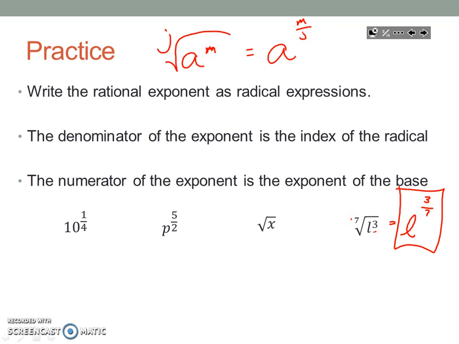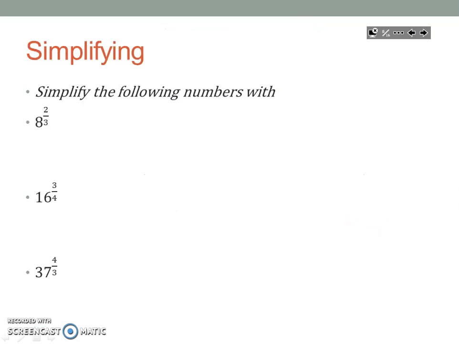Okay, and that's essentially the main part of what today's lesson is. You need to be able to jump back and forth between these two. And then what are the benefits of jumping back and forth between these two? Well, one of the benefits is that you're going to be able to simplify some of these without using a calculator. Okay, so if we remember, we've got jam.